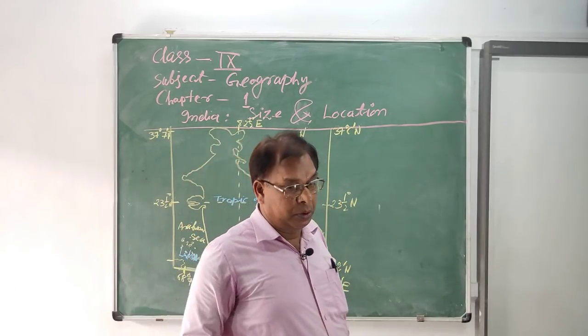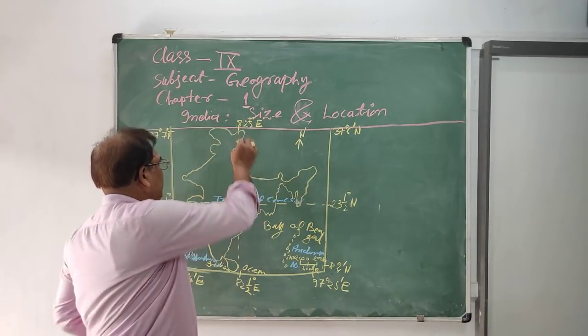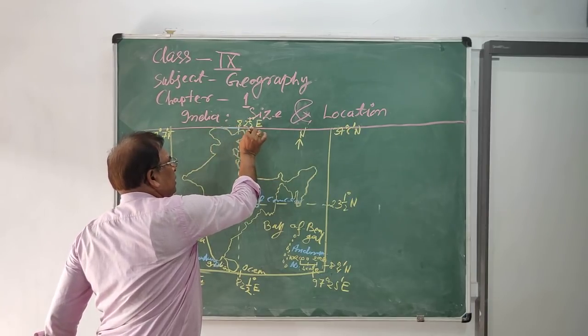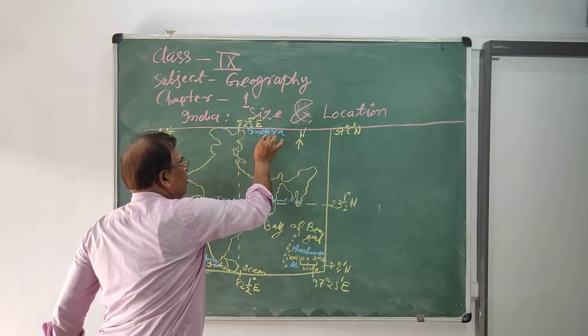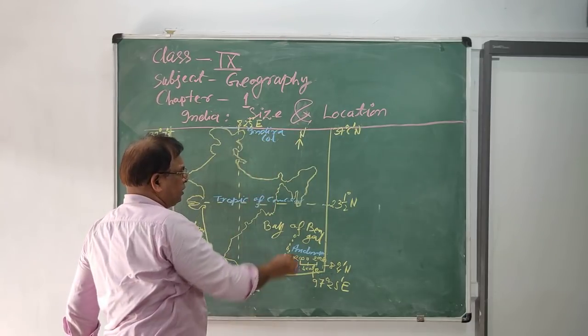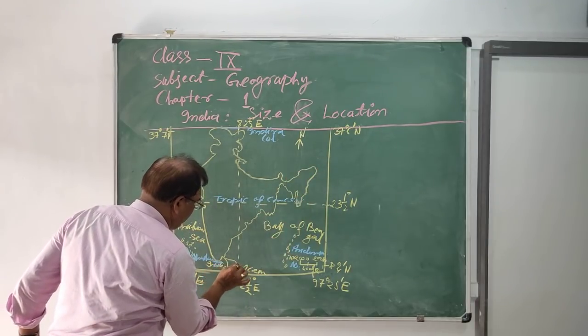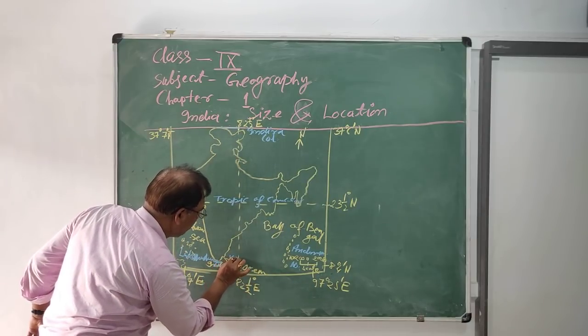But you can see India's northernmost point, here is Indira Col. And the southernmost point of India from the mainland, here is Kanyakumari.